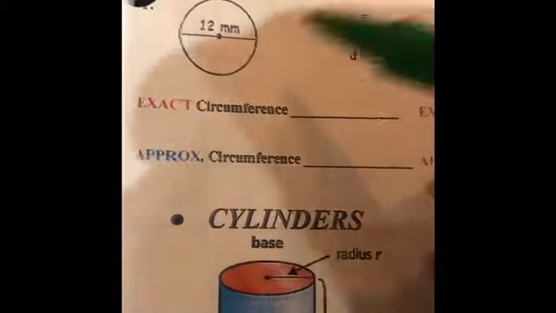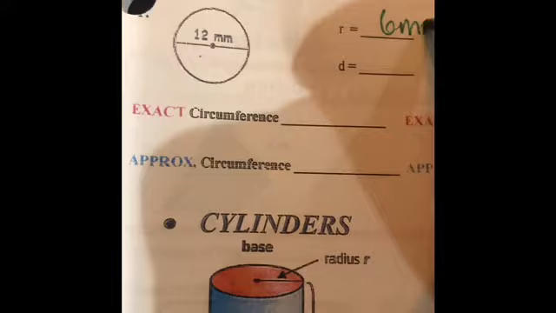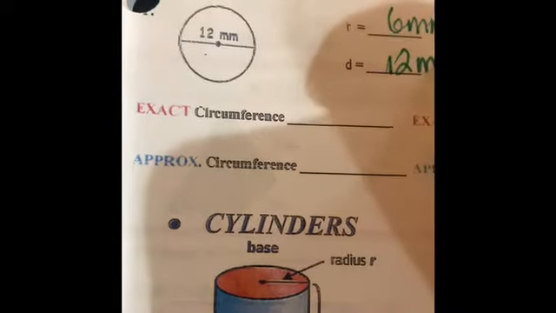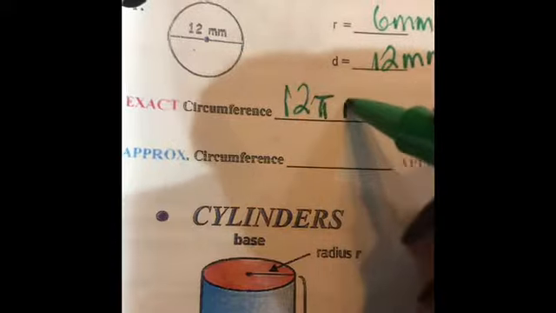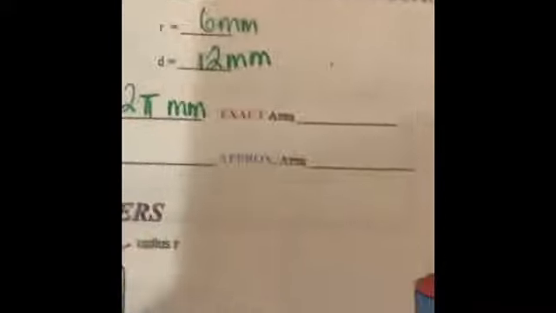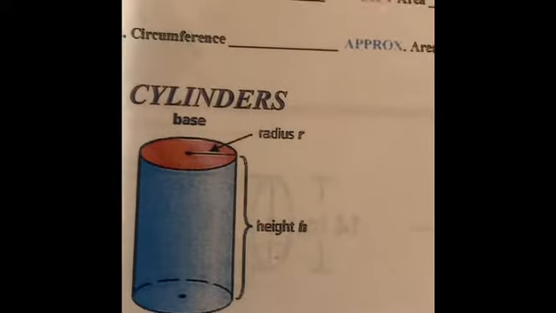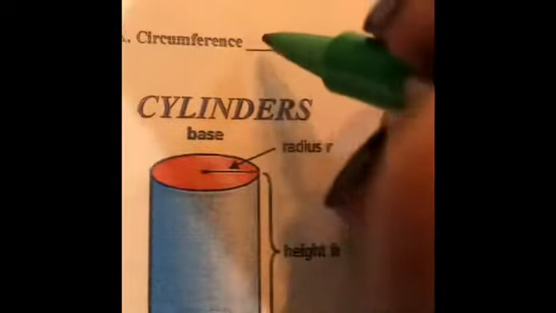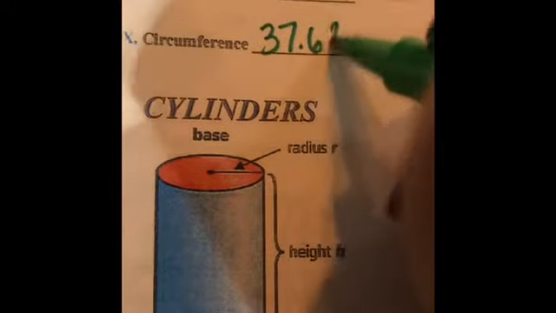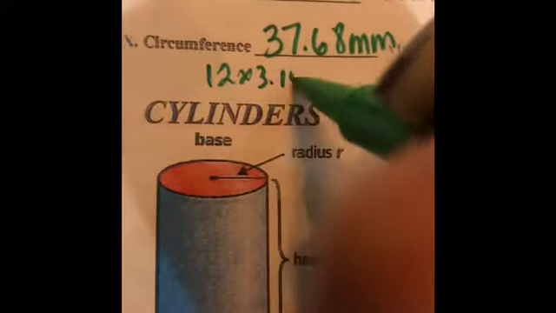Here, what would the radius be? What would the diameter be? Right, radius is 6, diameter 12. So if I'm going to do the exact circumference, 12 pi millimeters. If I'm going to do the approximate circumference, I'll take out the pi and do 12 times 3.14, 37.68 millimeters. And again, that was just 12 times 3.14.